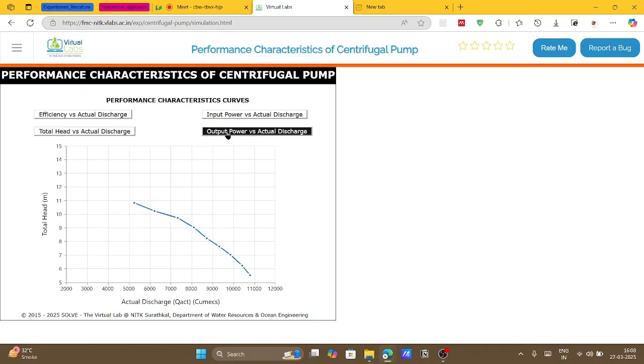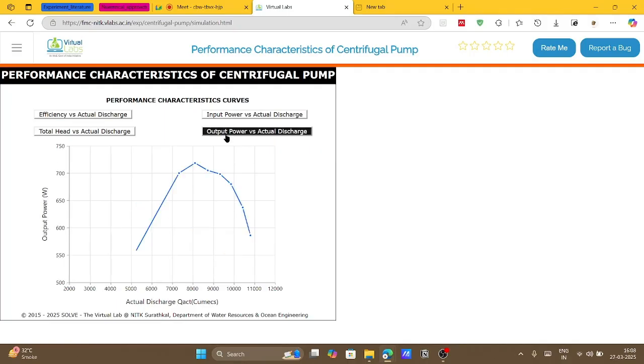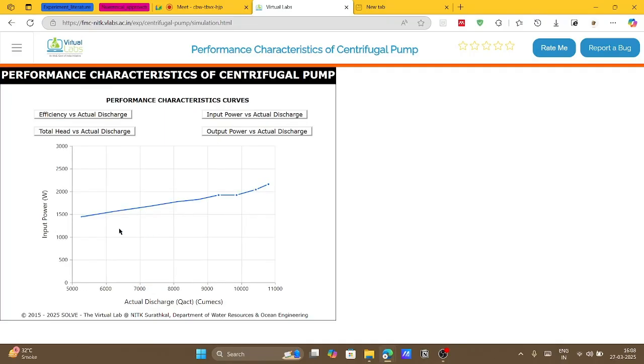Then the ideal power, so here they are referring to it as output power versus actual discharge. Since it follows the actual equation, it's an ideal power, so it follows this efficiency curve, but the actual power will be constantly increasing with the flow rate. Okay, so we generally refer to this actual power, right? This is because of the addition of losses at the higher flow rate.